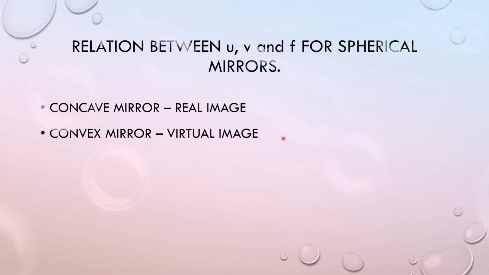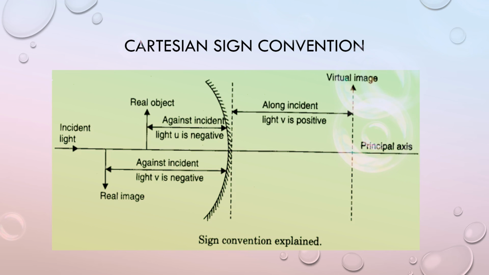So here two concepts we are going to see. For concave mirror, which is nothing but a real image, and in convex mirror we are going to see about virtual image. So before that we should know and we should remember the points in Cartesian sign convention. So this is the incident light and this is the principal axis. Here it is a virtual image and it is nothing but a real object, and this is a real image.